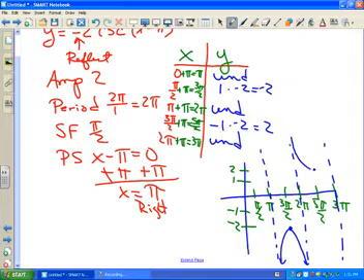And you just make it curve in, make a parabola that kind of looks like it's trying to touch those dotted lines, but it really never does. And so that's what cosecant looks like.